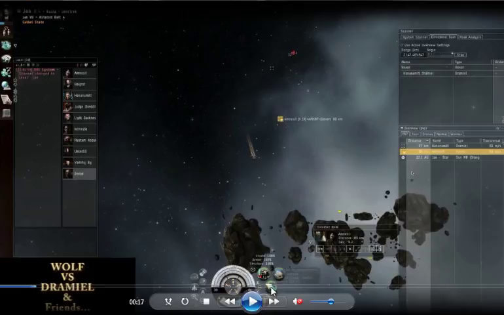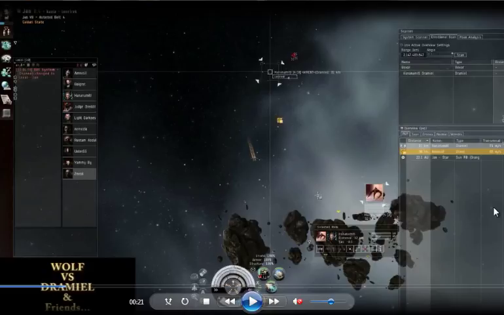So, targets, the Dramiel is approaching. Now we're about to get the lock here. He locked the Dramiel at 32K. The Dramiel is coming at him. The Dramiel wants to tackle him. This Dramiel is being aggressive.